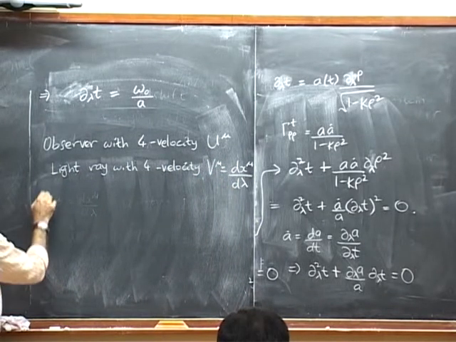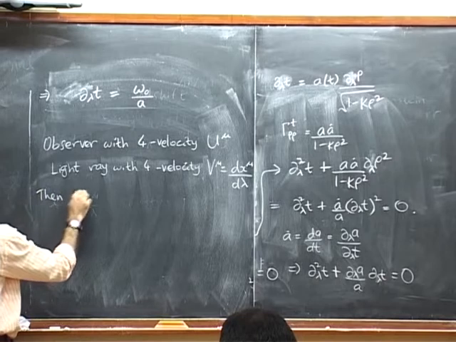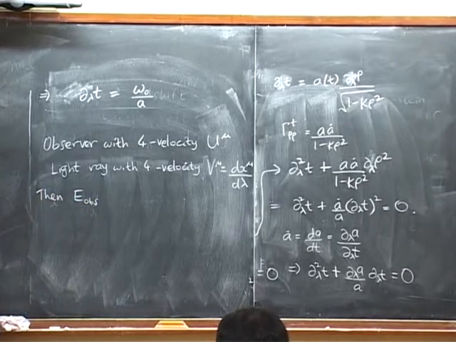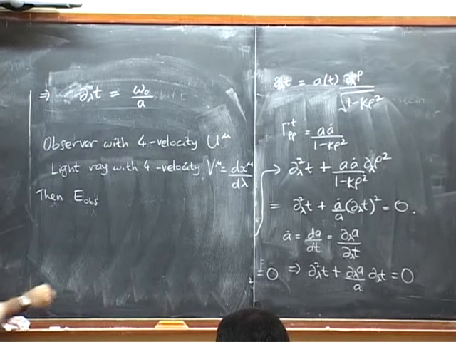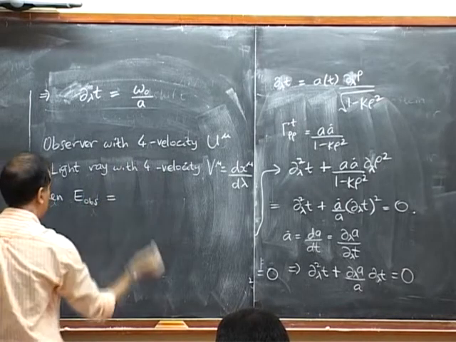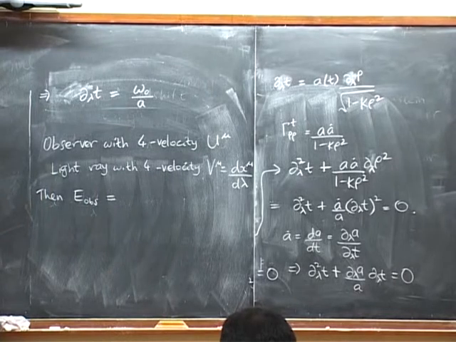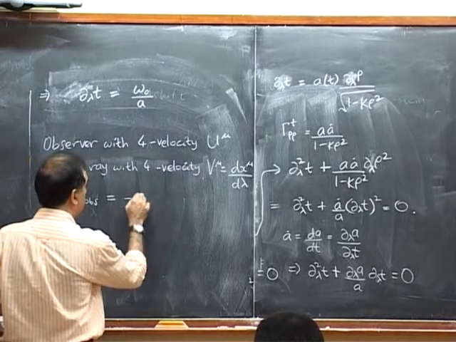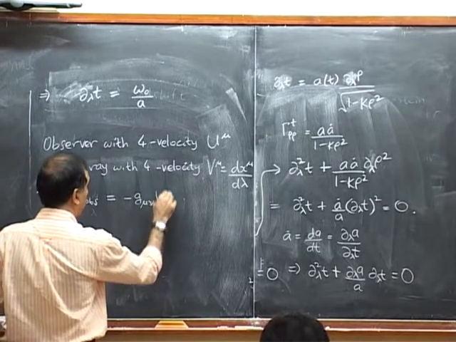Then the energy of the light ray, which is the same as the frequency of the light ray as observed by the person with this 4 velocity, is an inner product of these 2 velocities. We've argued this when we discussed gravitational redshift. In fact, it's nothing but minus g mu nu u nu.